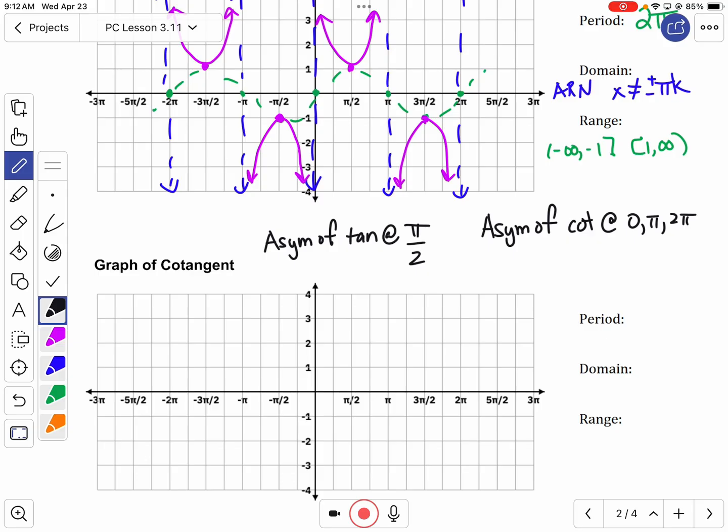So for tangent, I have to go half a period and then throw in an asymptote. I do not have to do that for cotangent. Cotangent starts at an asymptote, which is nice. So we can throw one in at 0. We can throw one in at pi. We can throw one in at 2 pi, and so on.